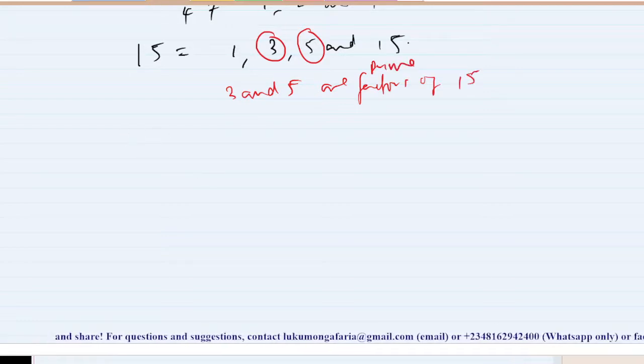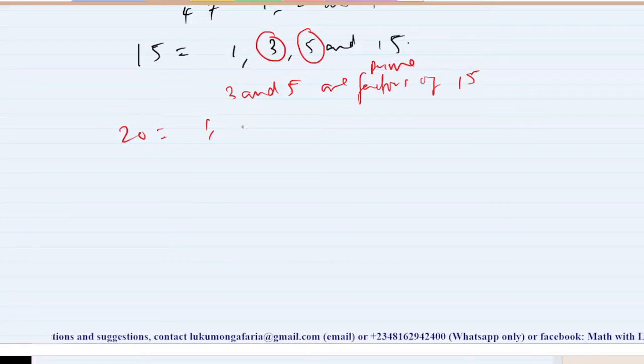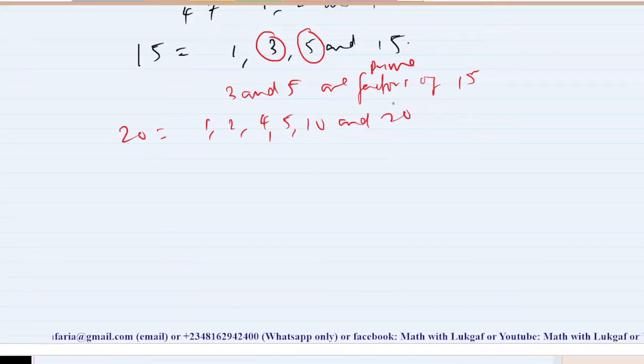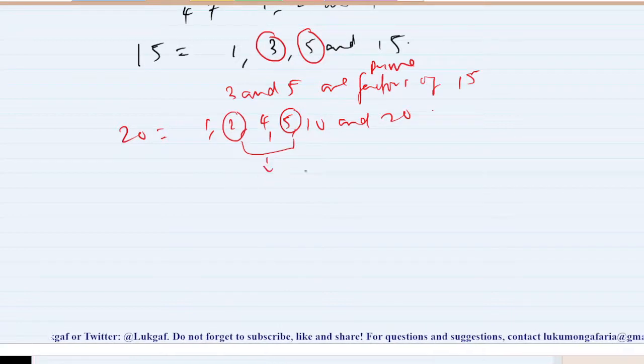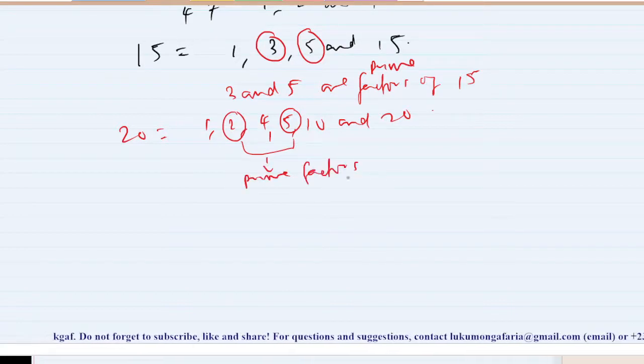Likewise, when you have 20, you know the factors of 20 are 1, 2, 4, 5, 10, and 20 itself. So of all these numbers, you will observe that 2 and 5 are what? They are prime. Because they are prime and they are also factors of 20, they are considered prime factors of 20.